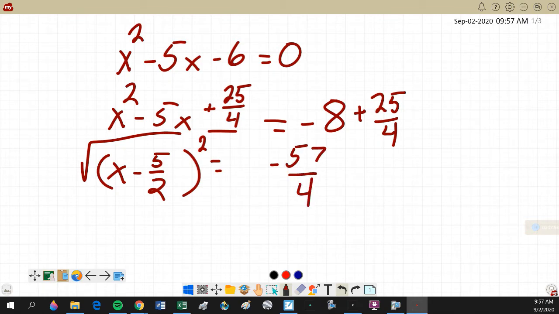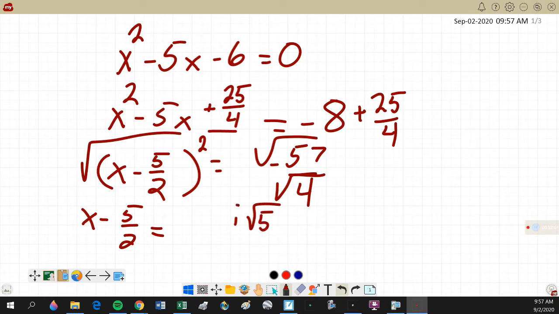Okay, I take the square root of both sides, and I get x minus 5 over 2 is i root 57 over 2. And then when I add that 5 over 2 to the other side, they have the same denominator, so I can just put them all over the same 2. Okay, does that make sense? Let's see. Oh, we've got all sorts of time. We're good.